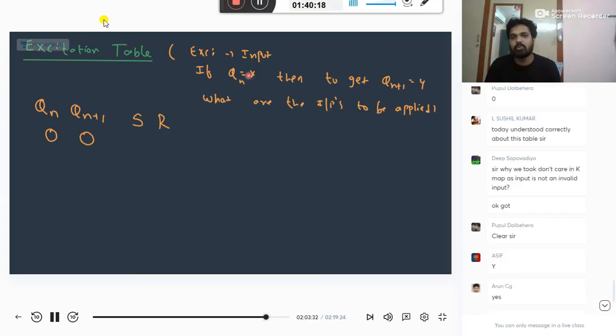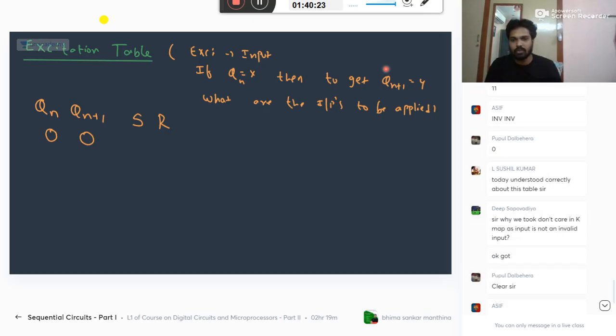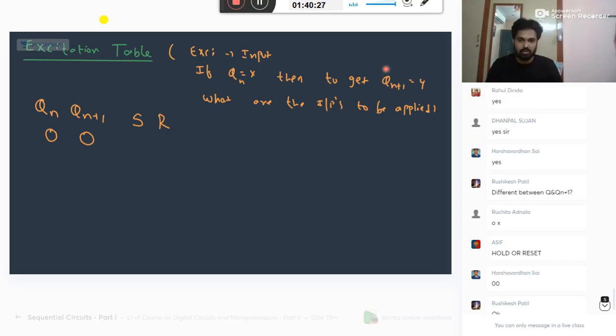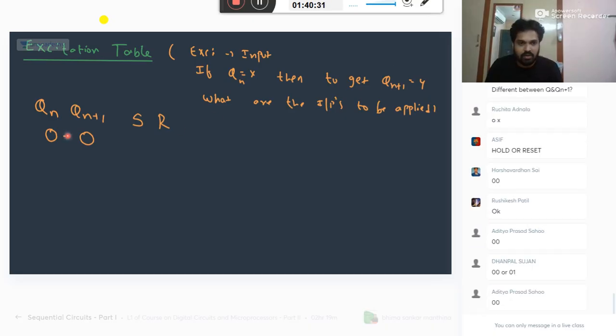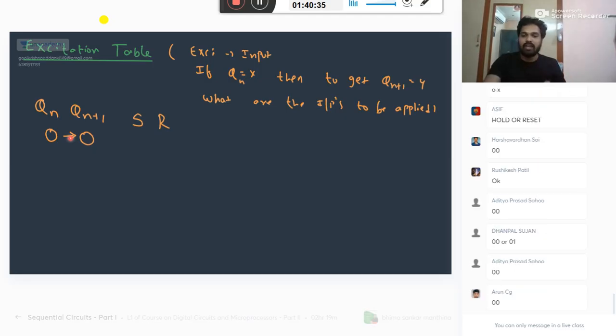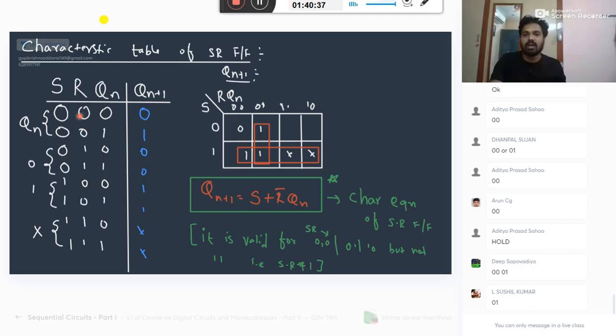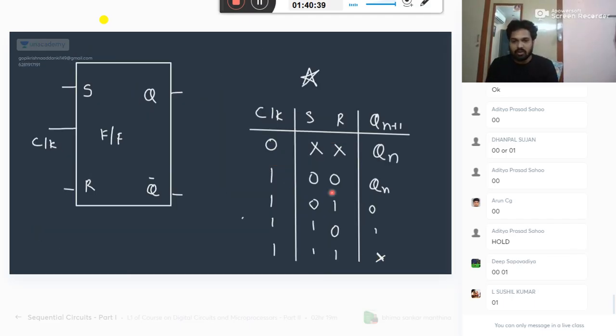This is the present output. This is the output after applying the input. So what are the inputs I should apply to achieve this 0, 0? 0, 0 means what? I already have 0, and next also 0 only. Please wait. Two ways, please listen. Two ways are there in the truth table to get 0. What is the input?